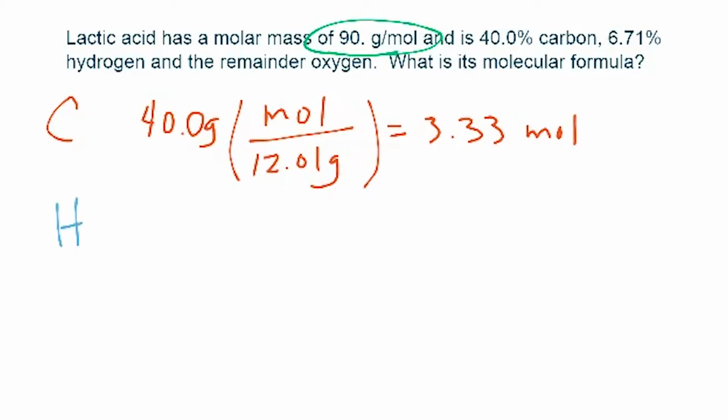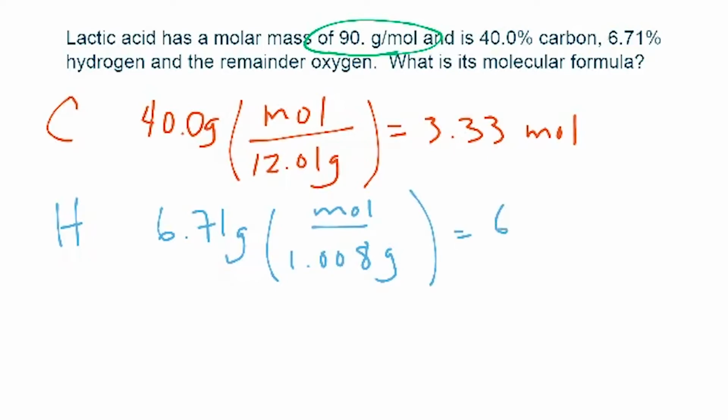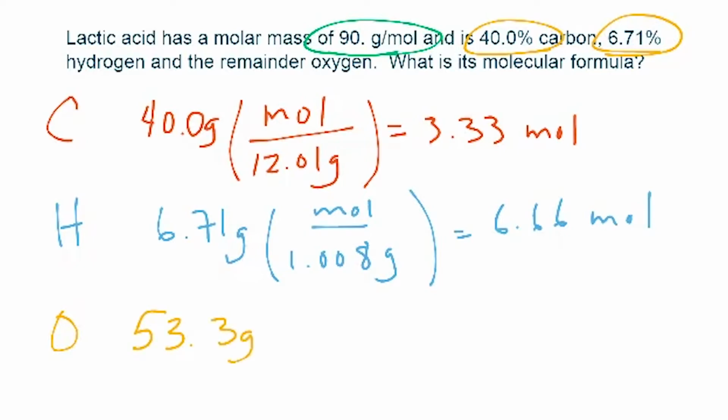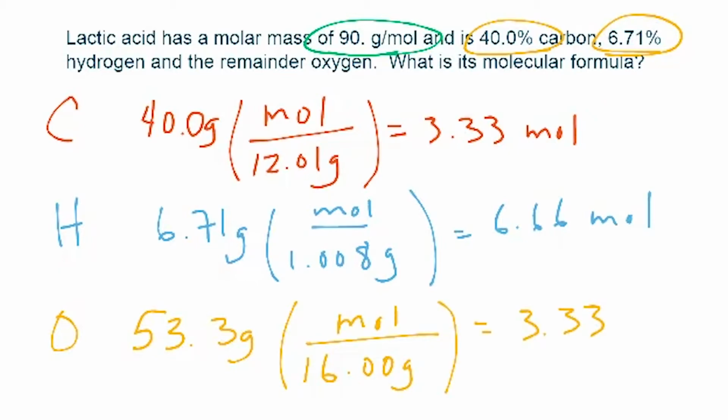Hydrogen has a mass of 6.71 grams and a molar mass of 1.008 grams per mole, giving us 6.66 moles of hydrogen. Again, we see that the percentage of oxygen is not given. We have to subtract the percentage of the hydrogen and the percentage of the carbon from 100%. This gives us 53.3% oxygen, which becomes 53.3 grams. And of course, the molar mass for oxygen is 16 grams per mole, giving us 3.33 moles of oxygen.